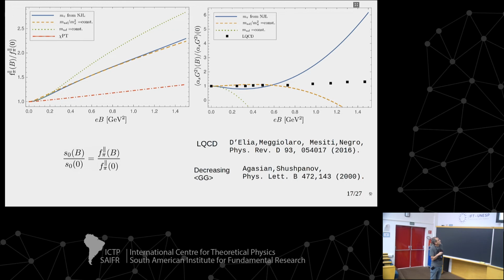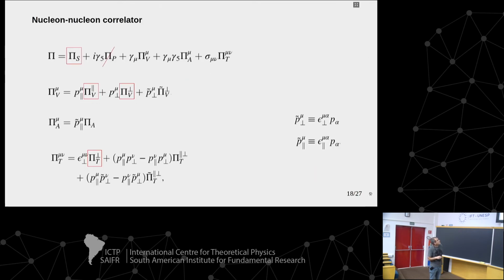Quark mass constant and chiral perturbation theory give very different results. The hadronic threshold behaves the same in this case. Okay, and this is the gluon condensate. It's basically constant. Those points are the lattice results.